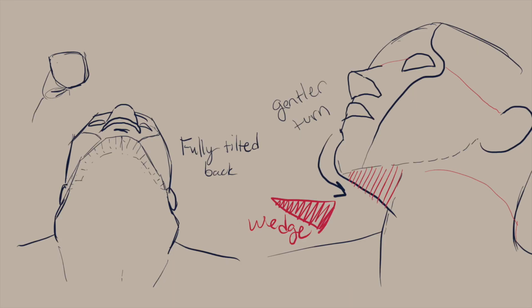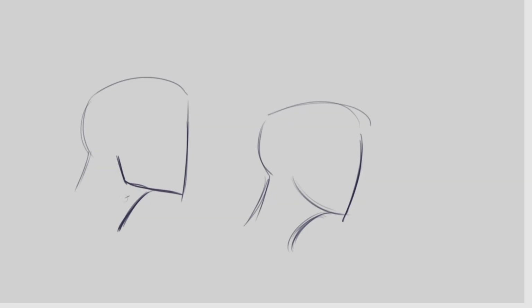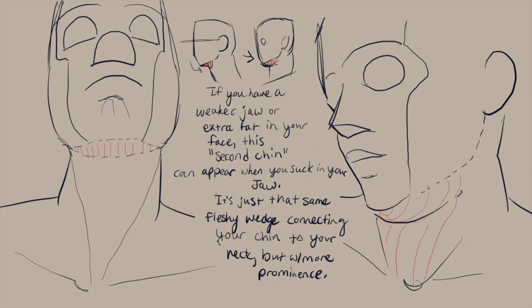Alright, so we learned the jaw and the hyoid bone work together to make this wedge shape. Keep in mind that it is fleshy, so it changes shape depending on the jaw type. If you have a weaker jaw, this just means smaller, so the chin tilts back a bit more, and that wedge sags a bit more naturally because it doesn't have more jaw to stretch it out. So if you pull your chin back, you'll get that double chin.